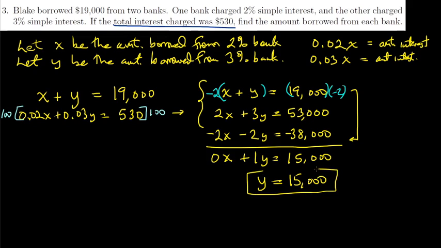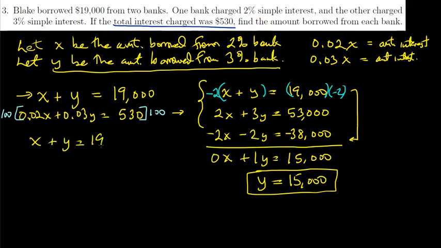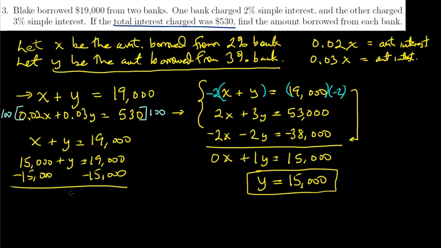All right, but that's only half the answer. This is the amount borrowed from the 3% interest bank. We also need the amount borrowed from the 2% interest bank, so we need to find x. Let's go back to the first equation. If x plus y is equal to 19,000, and now we know that x is 15,000, we can find y just by subtracting 15,000 from both sides. So no surprise, y is just $4,000.